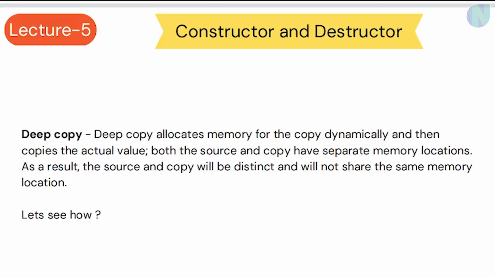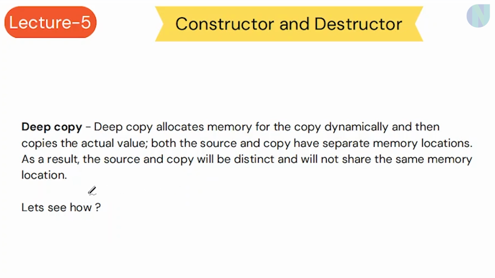So what is deep copy? Deep copy basically allocates memory for the copy dynamically and then copies the actual value. Both the source and copy have separate memory locations. As a result, the source and copy will be distinct and will not share the same memory location.